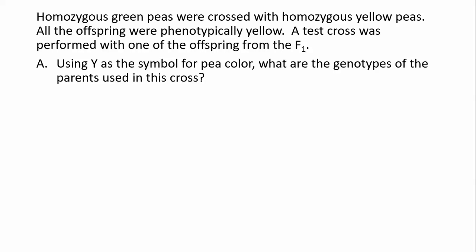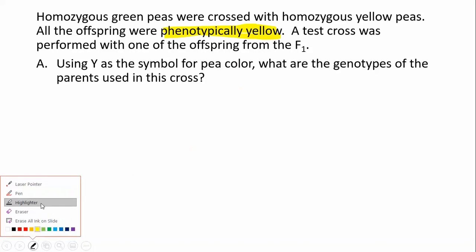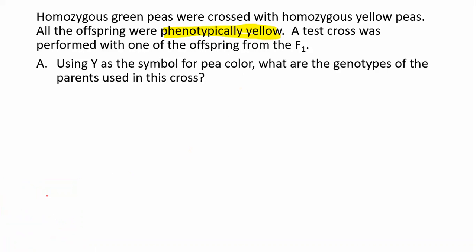So we have homozygous green peas that were crossed with homozygous yellow peas. All of the offspring were phenotypically yellow. And this is going to be pretty standard of one of the genetics chi-squared problems that you're going to have. They're not going to tell you what trait is dominant, not necessarily going to tell you what trait is recessive, but hopefully they'll give you the clues to figure that out or to figure out the genotypes of the parents.